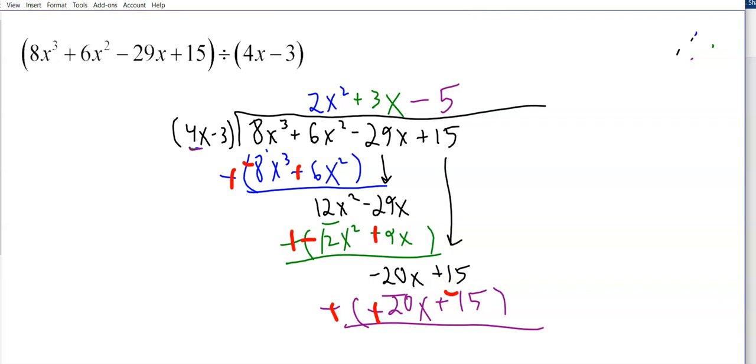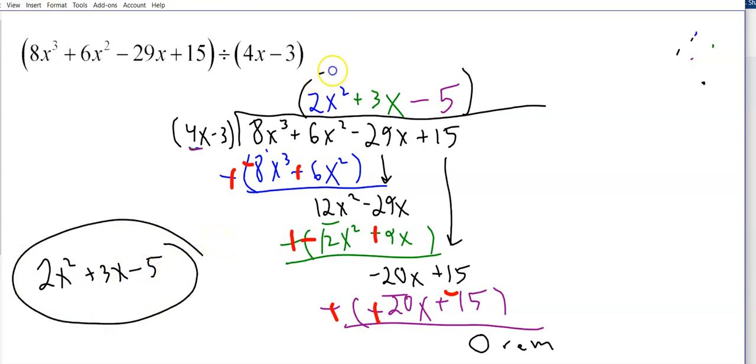And you get negative 20x plus 20x is gone, 0. 15 minus 15 is 0. The remainder is 0, which means this is a factor. So my answer is 2x squared plus 3x minus 5.